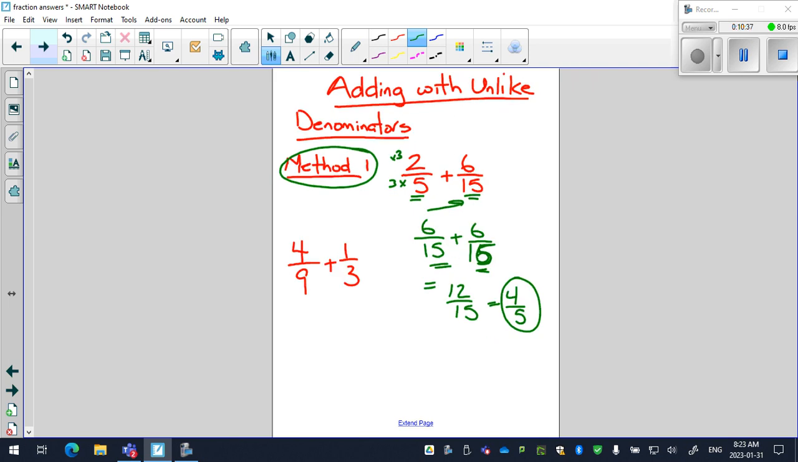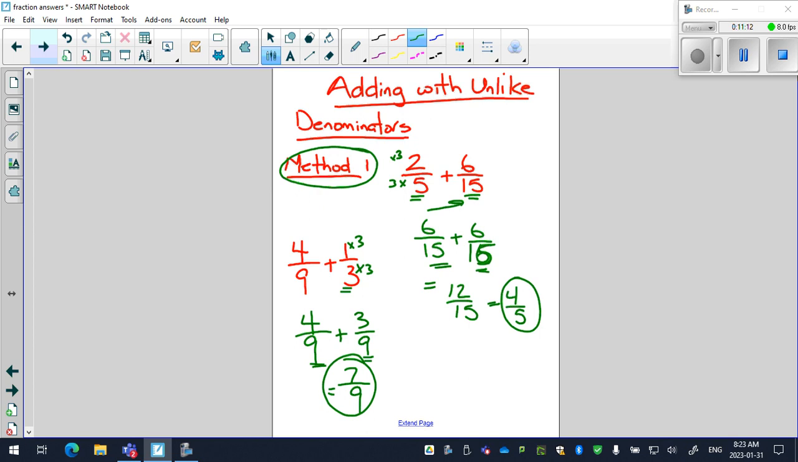When you do this one, you look, will 9 go into 3? It will not, but 3 will go into 9. So you say to yourself, what do I have to do to make 3 into 9? What do I have to multiply by? We have to multiply by 3. Remember, top and bottom get multiplied. So this fraction doesn't change, it's 4 9ths, but this fraction becomes 3 9ths. And once you have the common denominator, you can simply add across the numerator. So 4 plus 3 is 7 9ths.